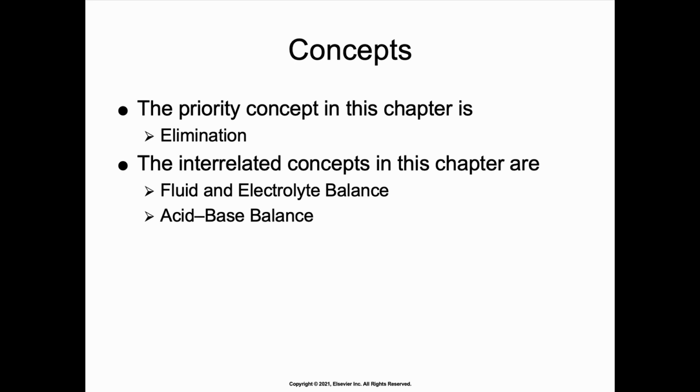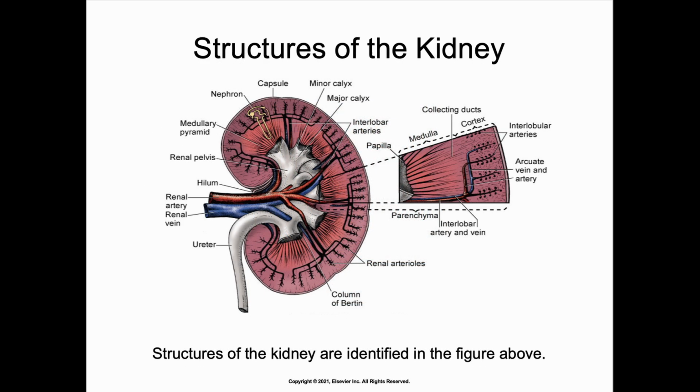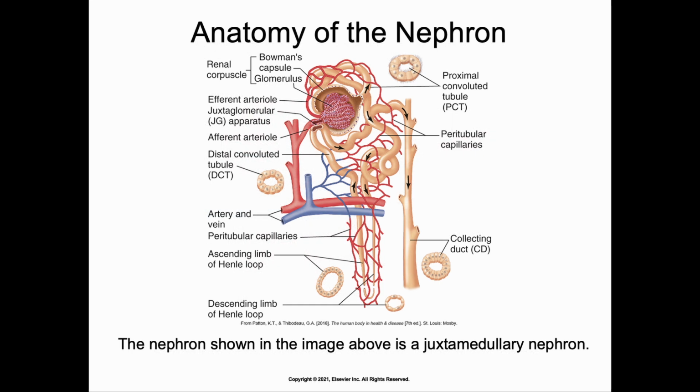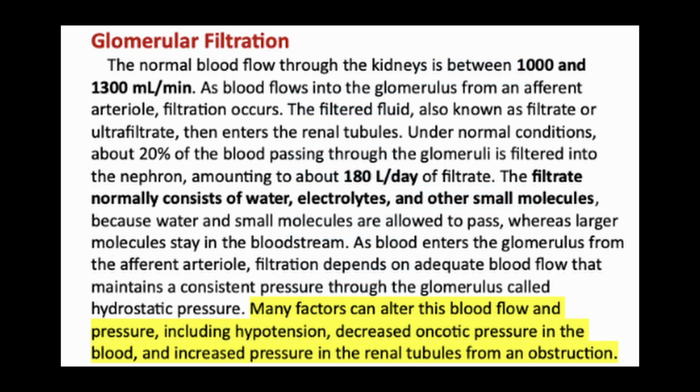All righty. So these are your organs in the renal and urinary system. You have the structures of your kidney. You guys learned this with Dr. George, I believe, if that's who you had for anatomy. Your anatomy of a nephron. We know that over here in the Bowman's capsule, in the efferent arteriole and the distal convoluted tubule, these cells produce renin, which helps regulate blood flow, glomerular filtration rate, and blood pressure.